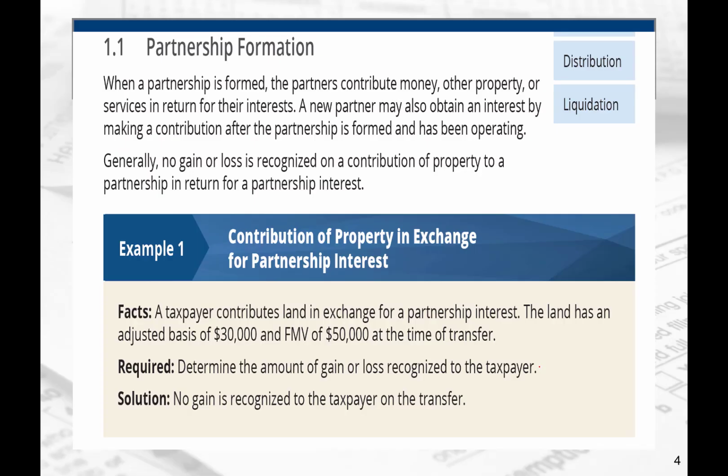Okay, now partnership formation. When a partnership is formed, partners can contribute money, they can contribute property, they can contribute services. Okay, and you could also have someone acquiring a percentage as a new partner of an already established partnership. Now, the general rule is that no gain or loss is recognized on contribution of property to a partnership. Okay, so no tax consequence when the property comes in. Very similar to what we saw when we talked about corporations.